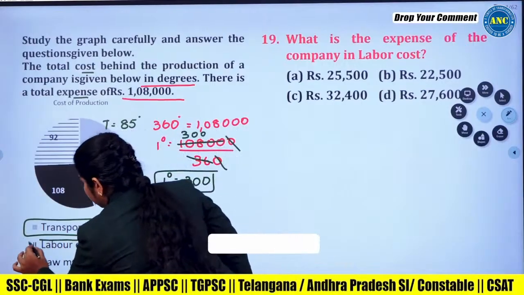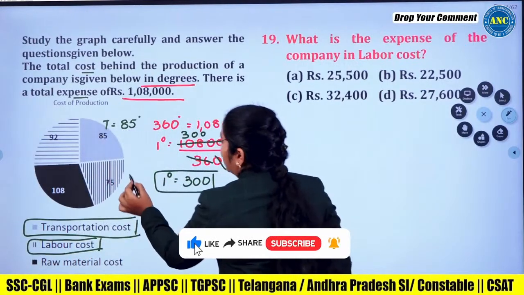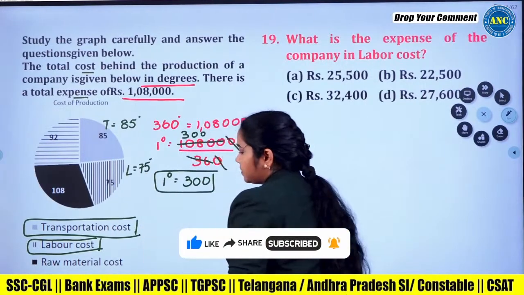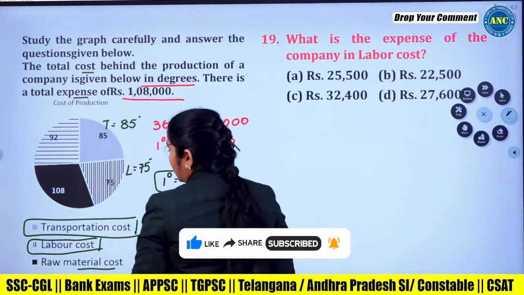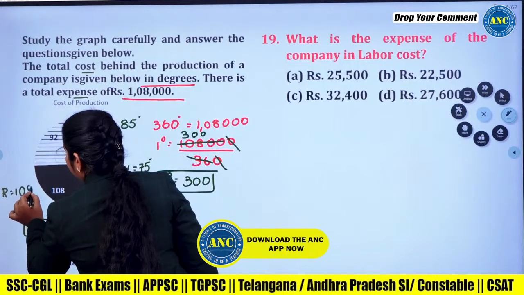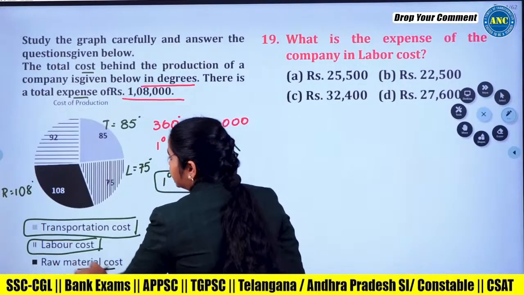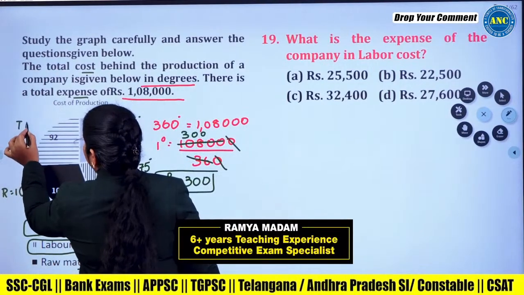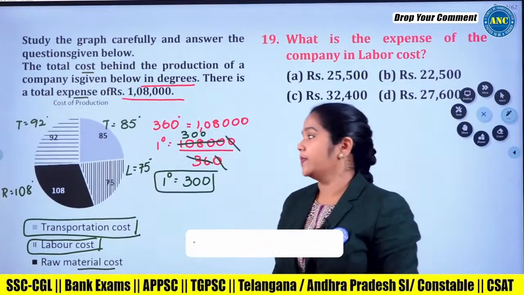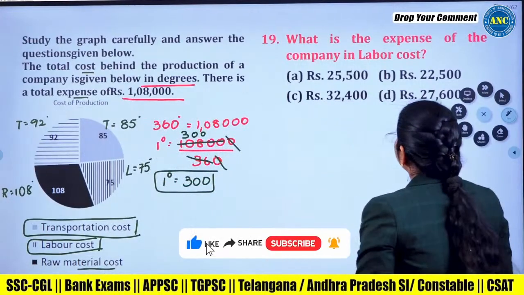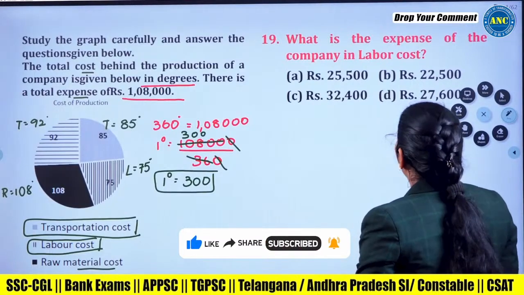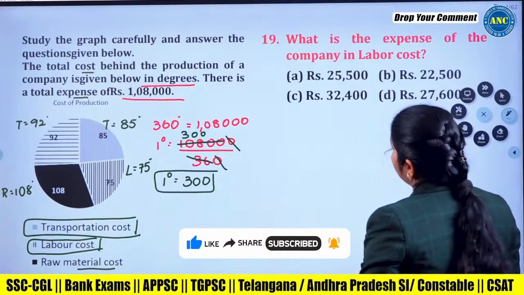Labor cost is 75 degree. Raw material cost is 108 degree and tax cost is 92 degree. Clear? Okay. Come to the question. Question number 19. What does question number 19 says? What is the expense of the company in labor cost?